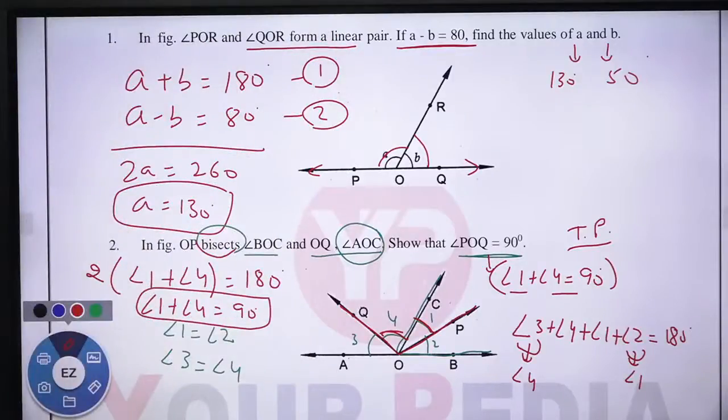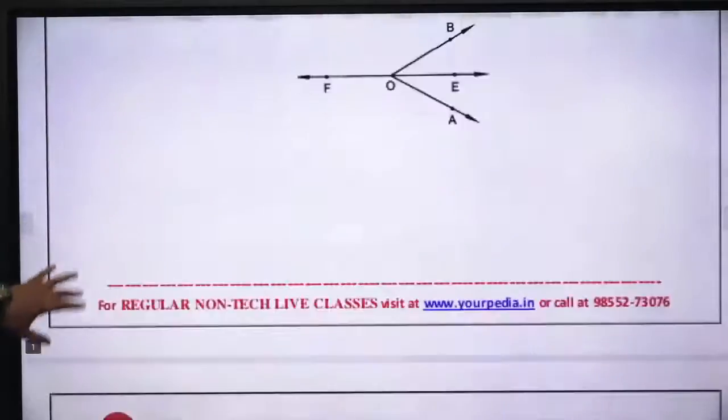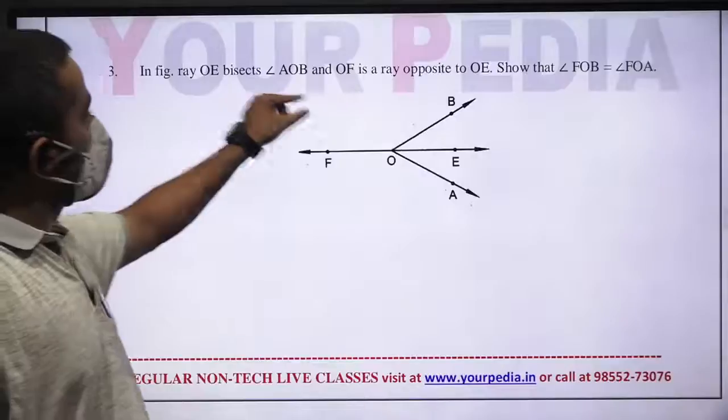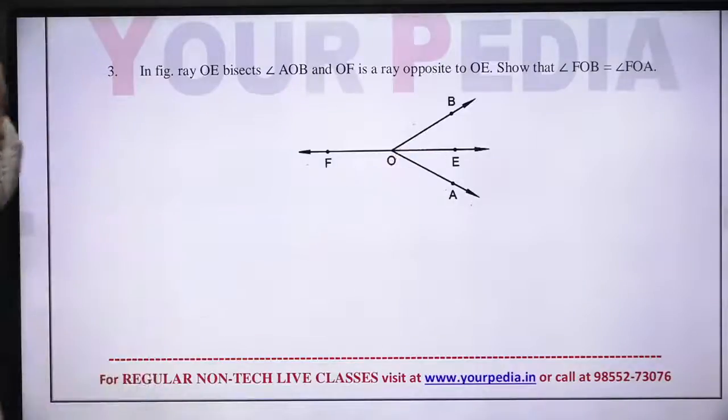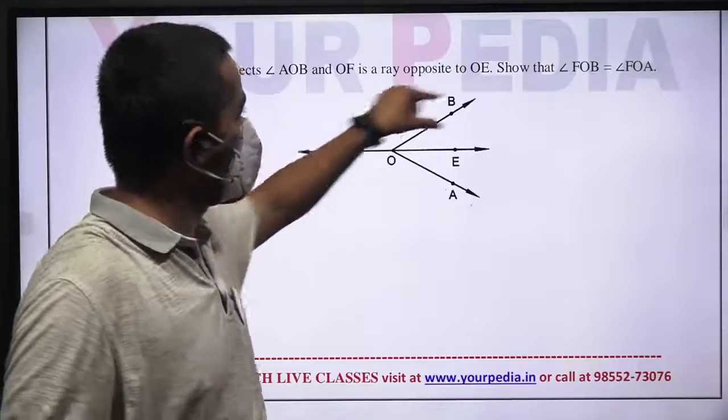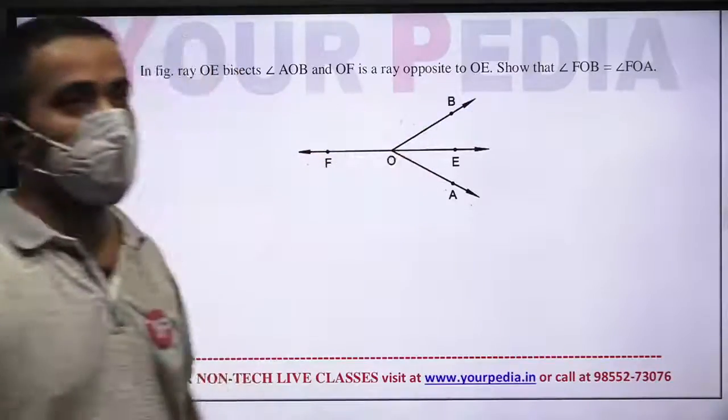So these are the two questions. Let's try to do some more questions on this. Yes, please try to solve this question. In the figure, ray OE bisects angle AOB. OE bisects AOB. OF is a ray opposite to OE. Show that angle FOB is equal to angle FOA.